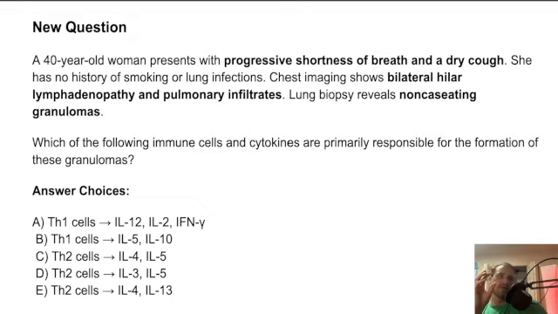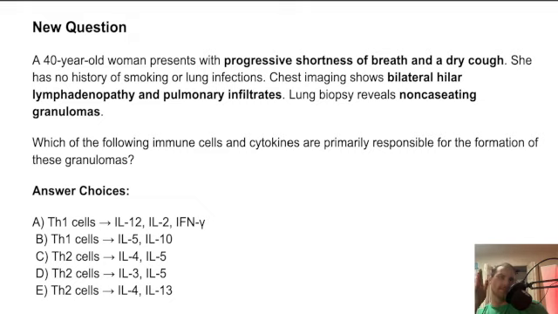And how they form is that macrophages will see an unknown trigger and release IL-12. And IL-12 tells CD4 positive T cells to become Th1 cells. So they will become Th1 cells. Th1 cells then release interferon gamma, which activates macrophages. Interferon gamma activates the macrophages, which clump together and form granulomas. So granulomas are formed by macrophages. Important.